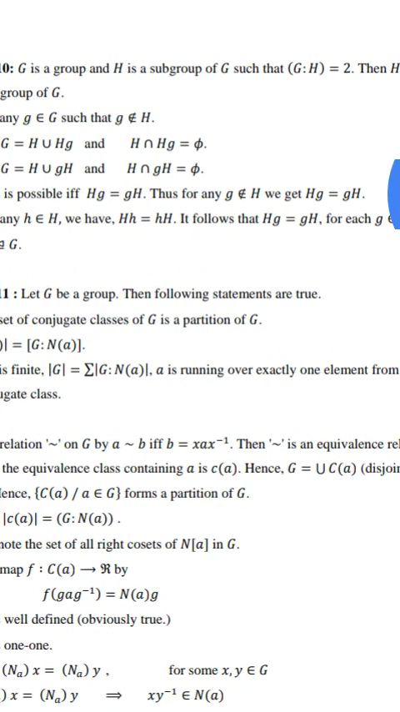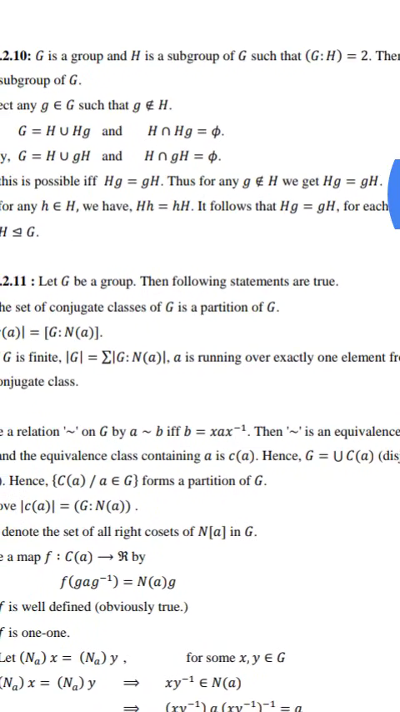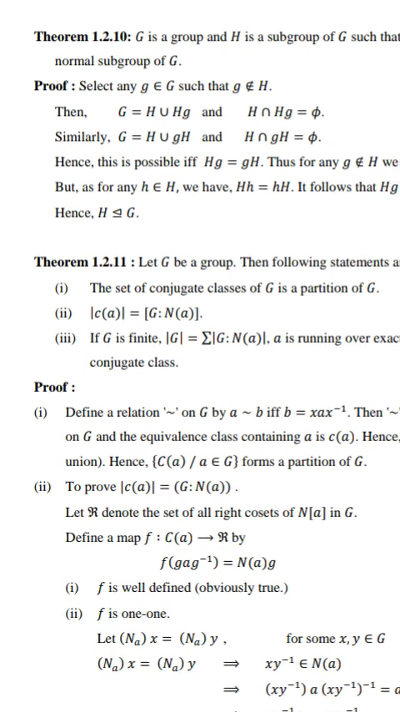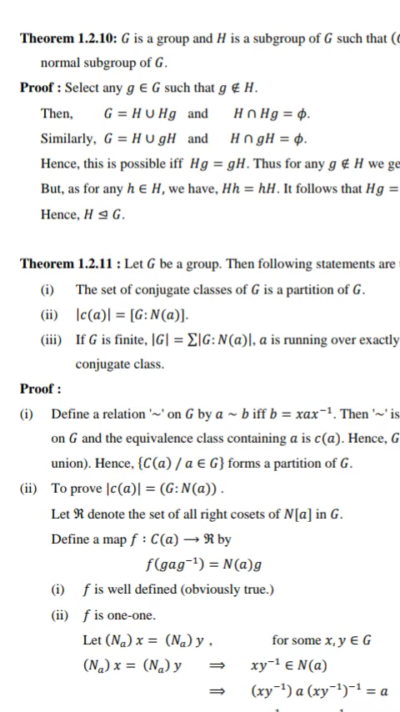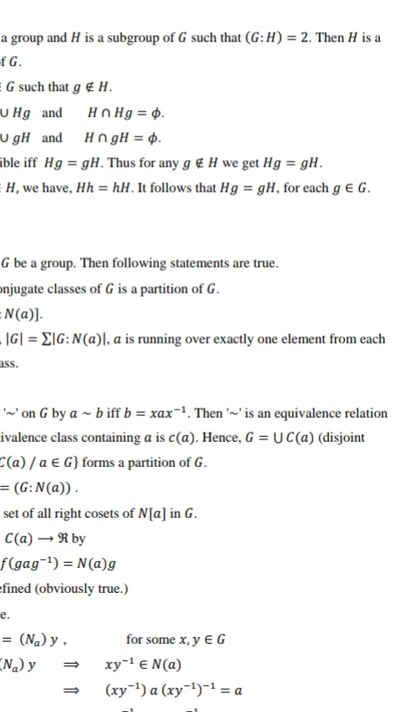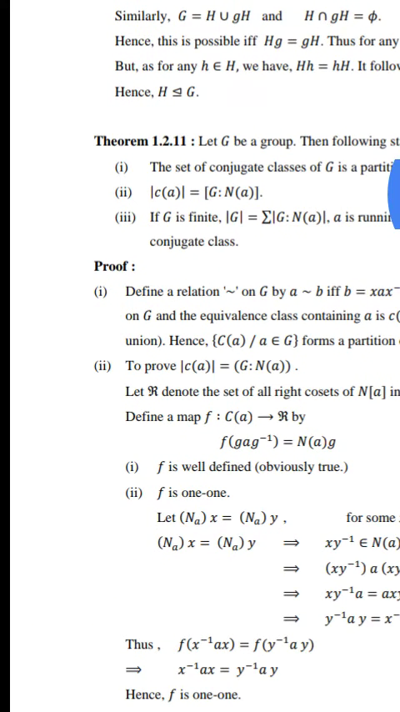Next theorem. Let G be a group. Then the following statements are true. One, the set of conjugacy classes of G is a partition of G. Two, the cardinality of the conjugacy class of a is equal to the index of N(a) in G. And third, if G is finite, then the cardinality of G is equal to the summation of the index of N(a) in G, where a is running over exactly one element from each conjugacy class.